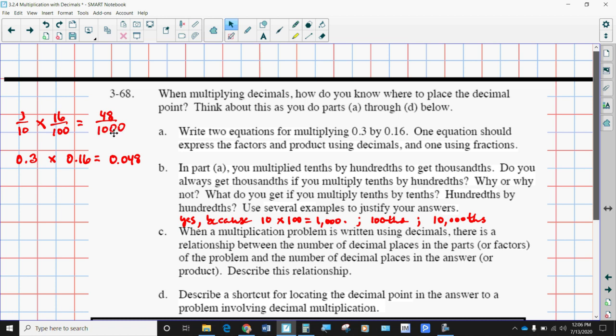Right? We got thousands here, so we need 3 decimal places so the 8 can be in the thousands of your answer. So hopefully all of this is making sense for you. So you know, once you understand it and it makes sense, then you really don't even have to think about it anymore. Just the logic takes over.